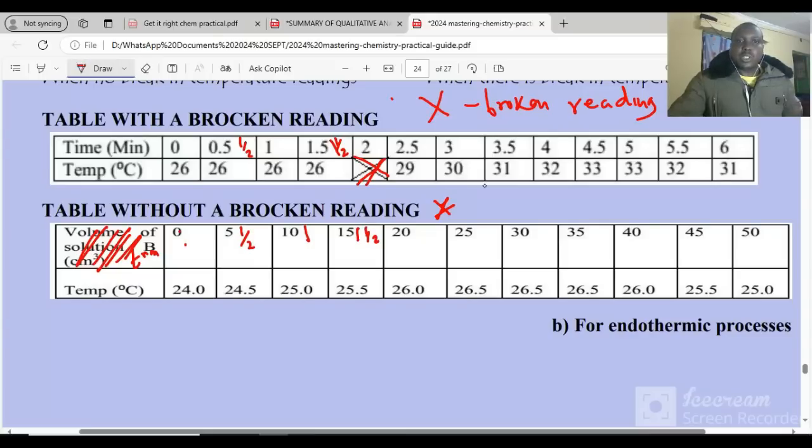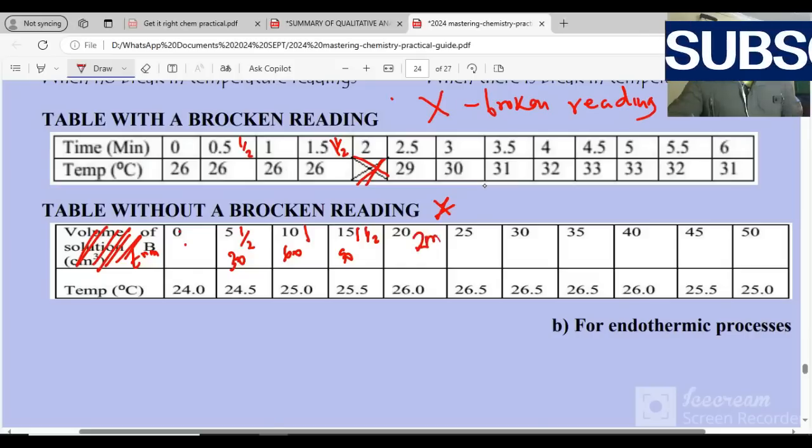So this time can be written in seconds or in minutes. So this one will be 0 seconds. This will be 30 seconds, 60 seconds, like that, 90 seconds, like that. So it can be in minutes or seconds, it doesn't matter. So this one will be 2 minutes.